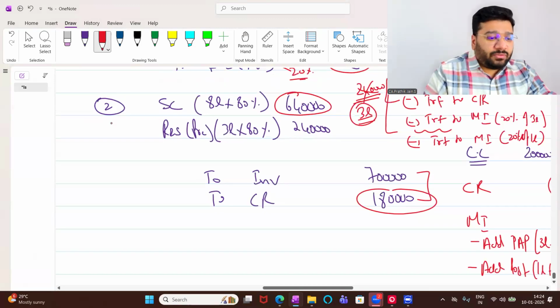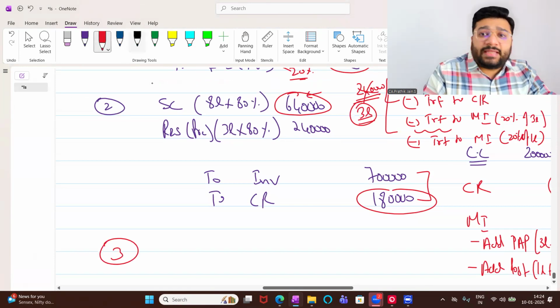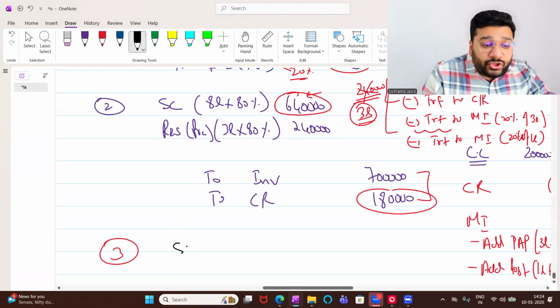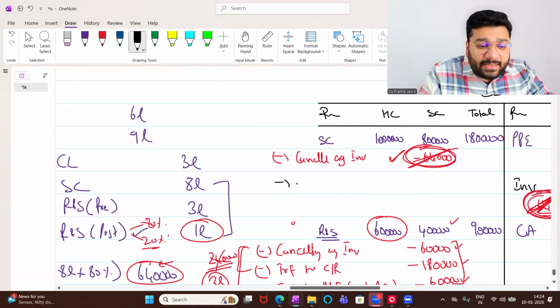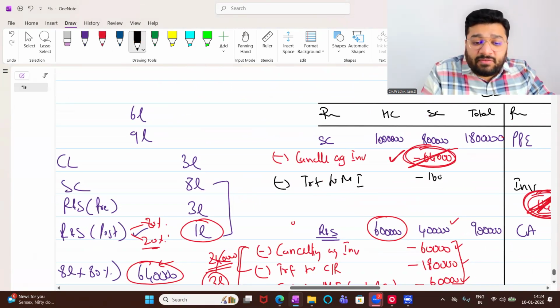Now, coming back. Third entry. Share capital has been closed only to the extent of 80%. Now, to close down the remaining 20%, share capital account debit. 8 lakh into 20%, how much is it? 160. So, come back here. Minus transfer to minority interest. How much is it? 160.